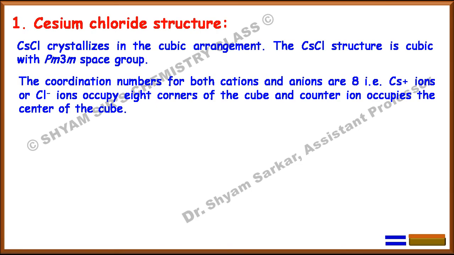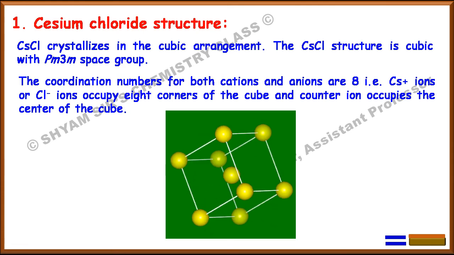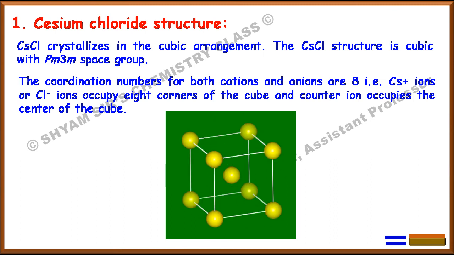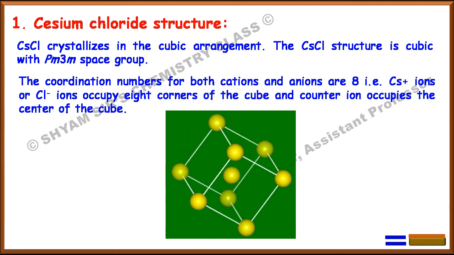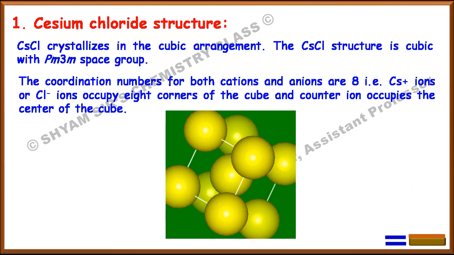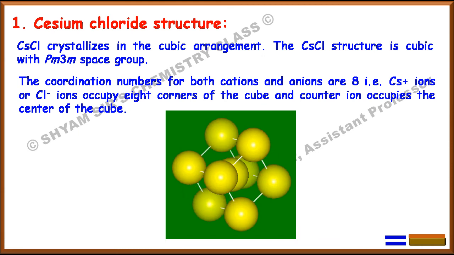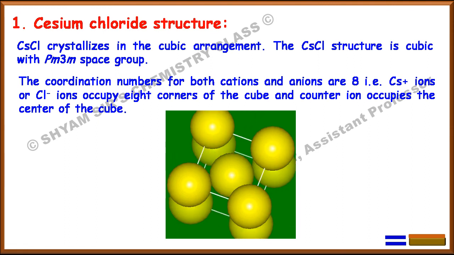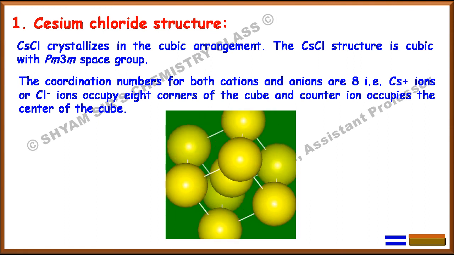Okay, so cesium ions or Cl minus occupy the 8 corners of the cube, and the counter ion occupies the center of the cube. If you see this three-dimensional diagram, this looks like the cesium chloride structure, the arrangement of cesium and Cl minus. You can see if you place all the cations in the 8 corners of the cube, the center of this cube is the anion, or reversely if you put the cation in the center, all the anions will be in the 8 corners of the cube.